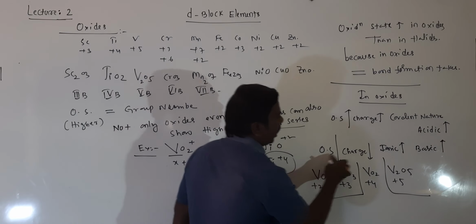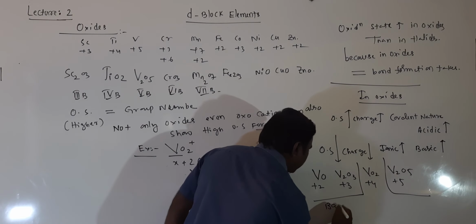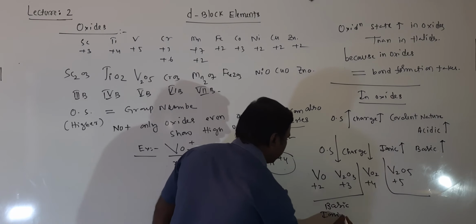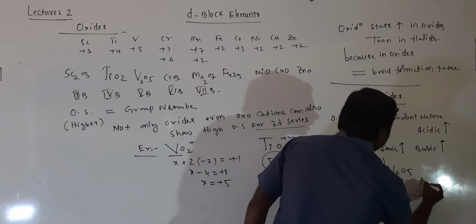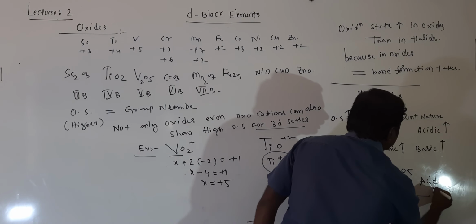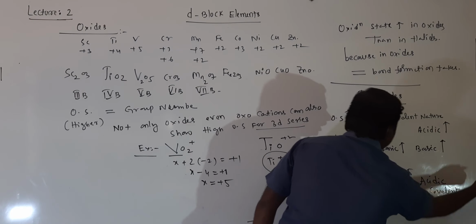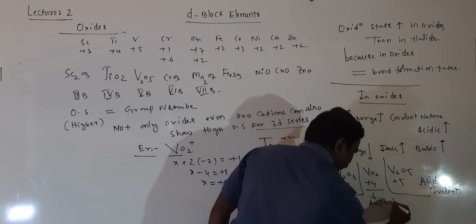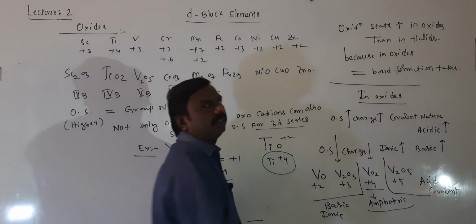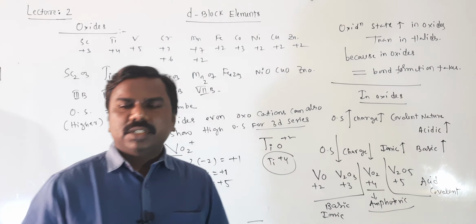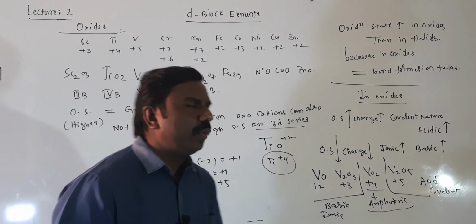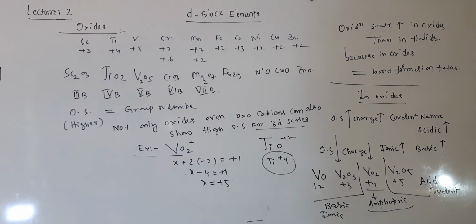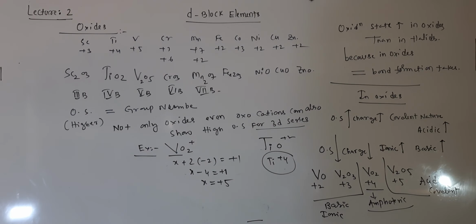Lower oxidation state oxides are basic and ionic. Higher oxidation state, it is acidic. This is a covalent oxide. Very very important. This is moderate, that's why it is amphoteric. Getting all of you, students? So as oxidation state increases, covalent nature and acidic nature increase. Very very important, just follow this clearly.